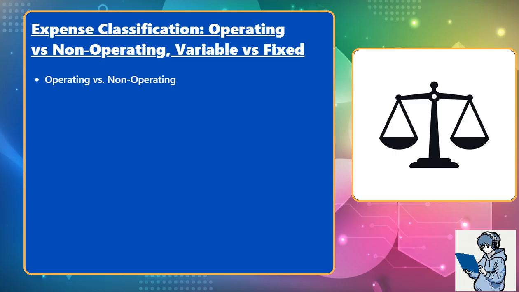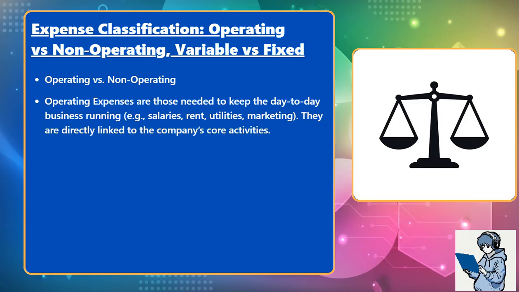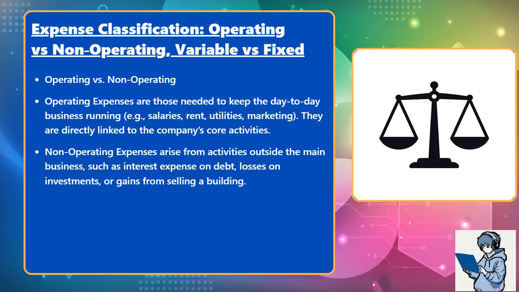Operating versus non-operating. Operating expenses are those needed to keep the day-to-day business running, for example, salaries, rent, utilities, marketing. They are directly linked to the company's core activities. Non-operating expenses arise from activities outside the main business, such as interest expense on debt, losses on investments, or gains from selling a building.